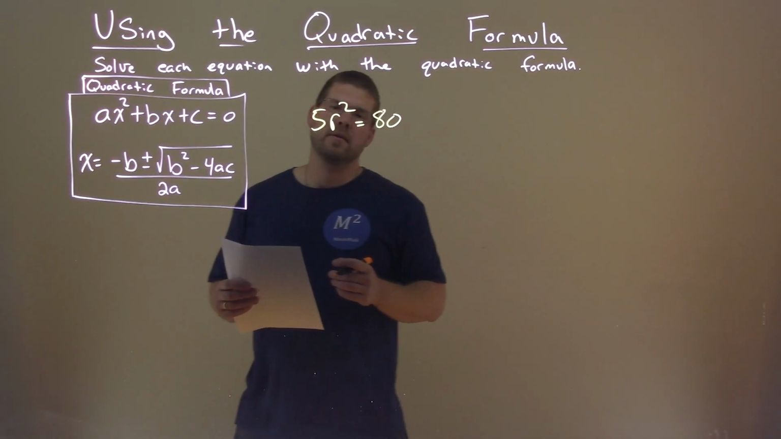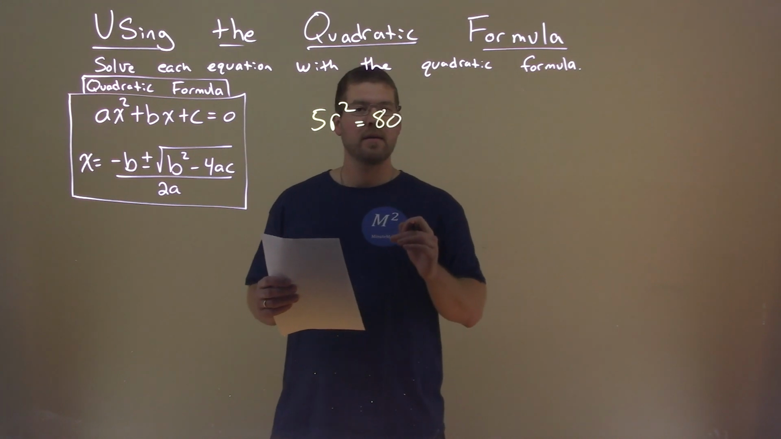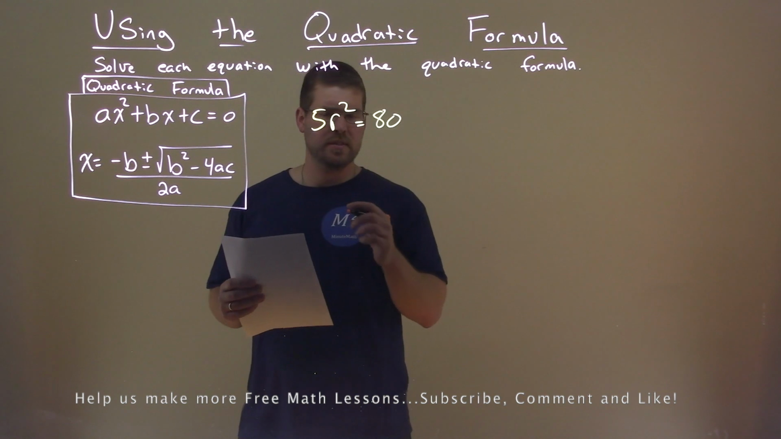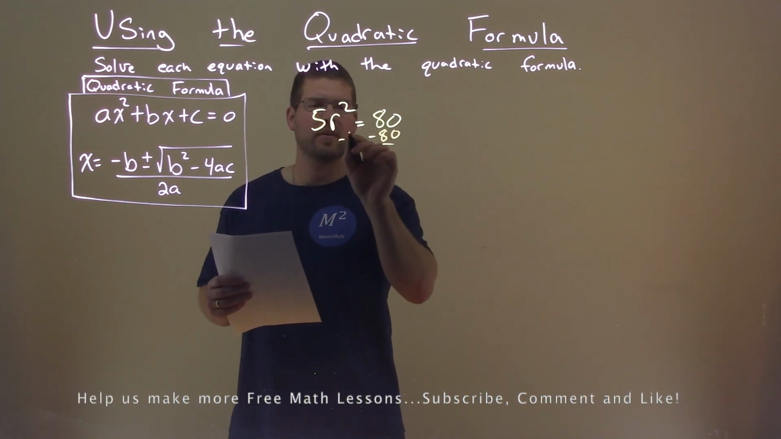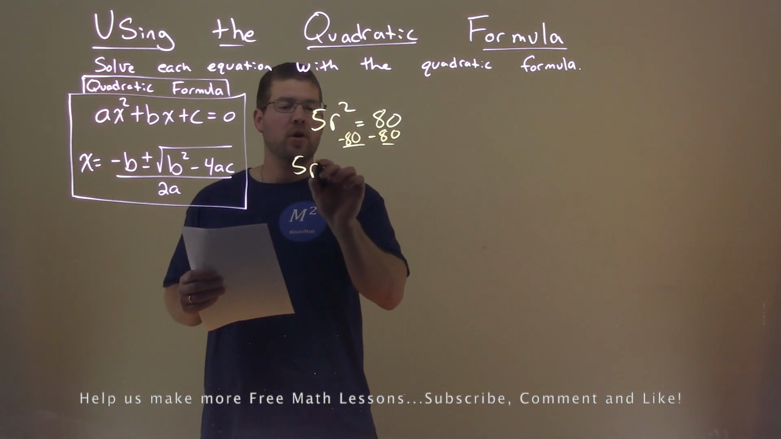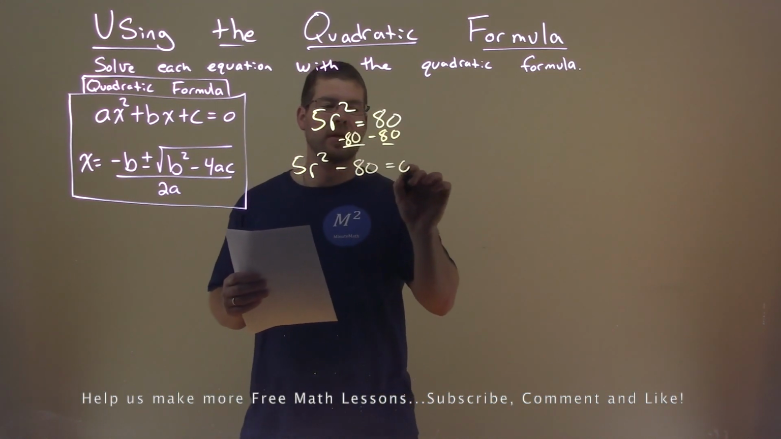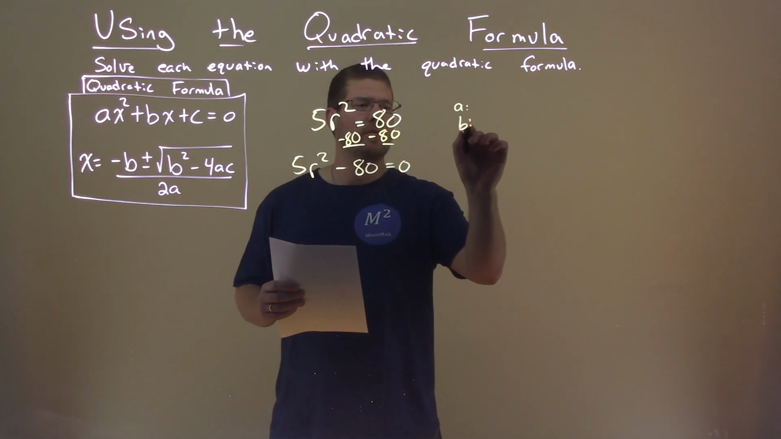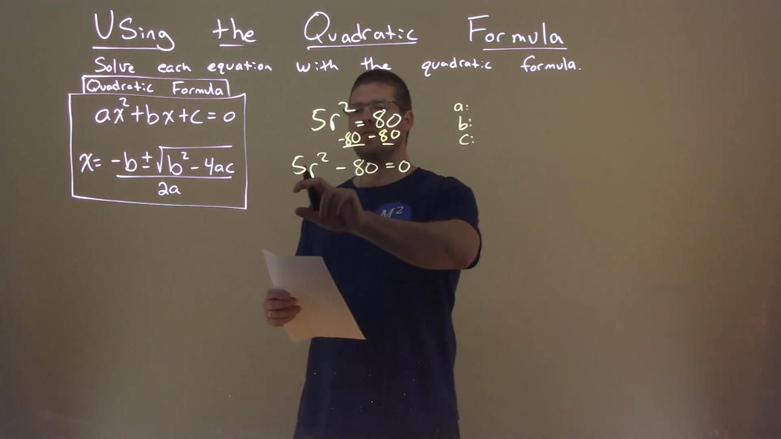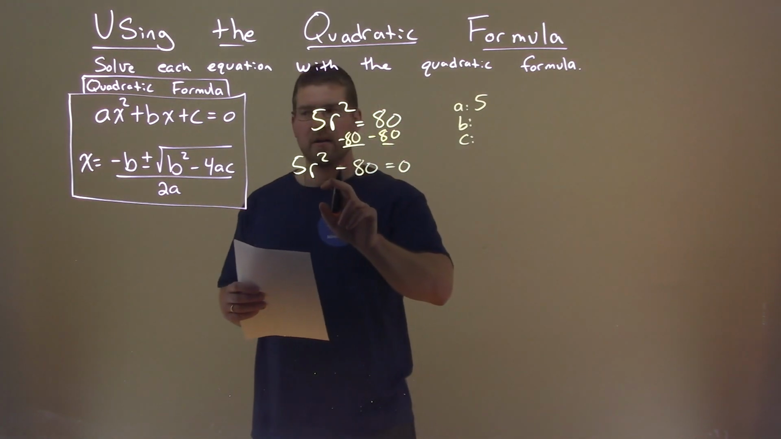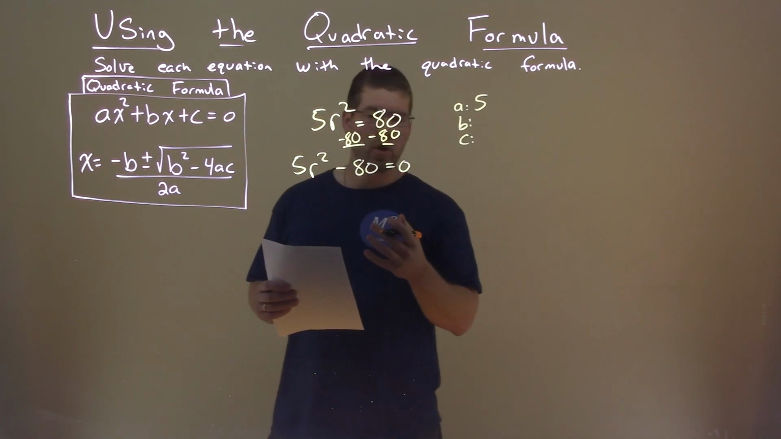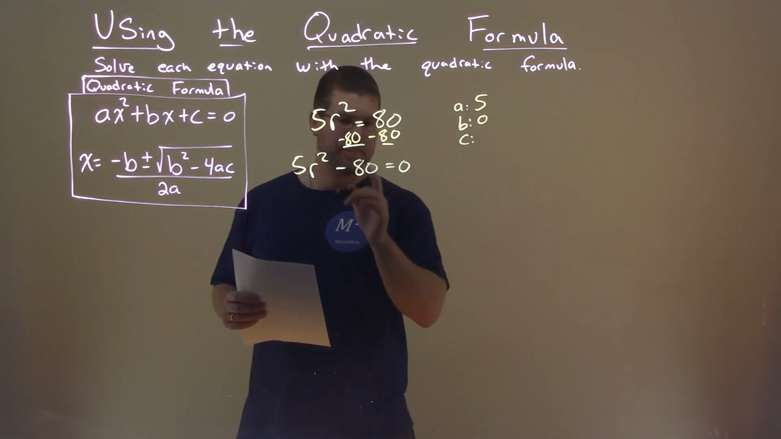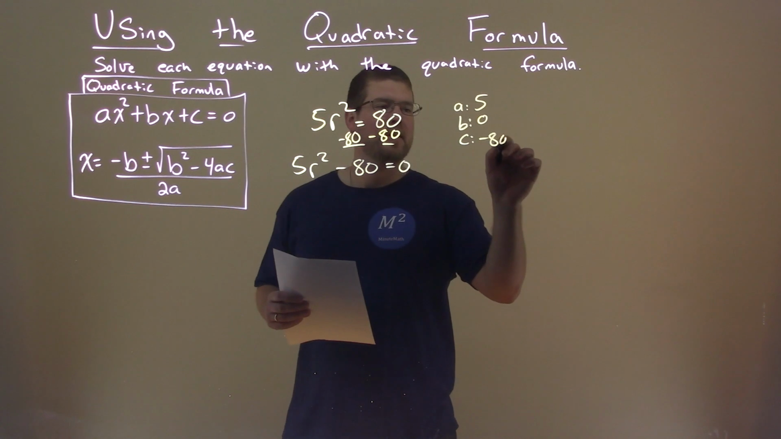We're given this problem right here, 5r squared equals 80, and we want to solve this using the quadratic formula. Well, we have to have our equation equal to 0, so I'm going to subtract 80 from both sides here. 5r squared minus 80 equals 0. Alright, so now let's find our a value, our b value, and our c value. A value is 5. B value, well, we don't have just a variable r here, so our b value is 0. Be careful with that though. C value is negative 80.